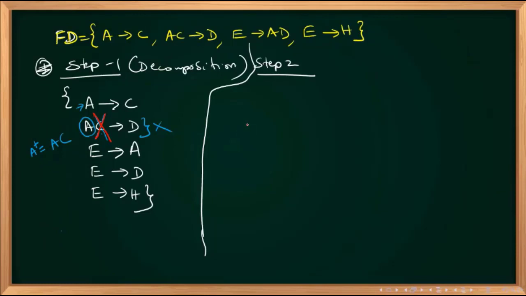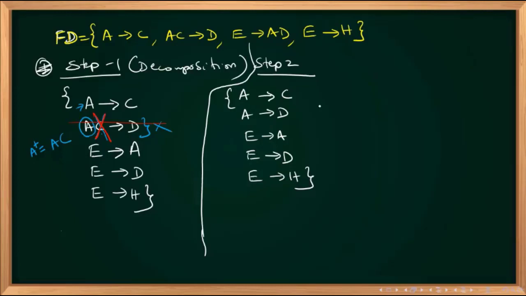Are you getting it? Type yes if you are getting it. C I can remove because in the remaining, when I am taking the A closure, I am getting C. But when I am taking that closure, I should not consider the removed one. Okay, fine. So now your step 2's output after removing the unnecessary attribute from the LHS will be A to C, A to D, E to A, E to D, and E to H. Is this much clear? Can I get some yes? Yes, very good, very good.